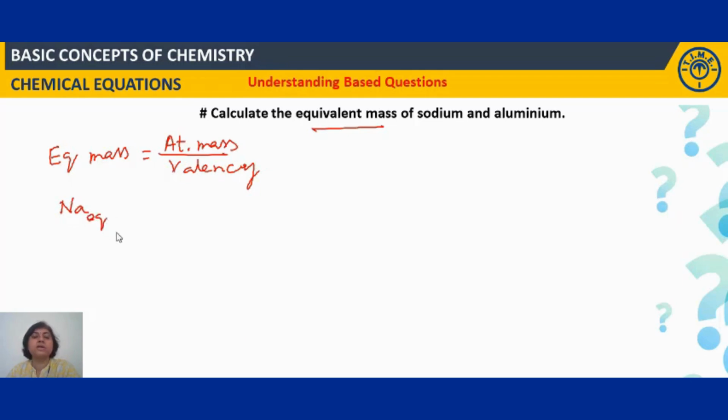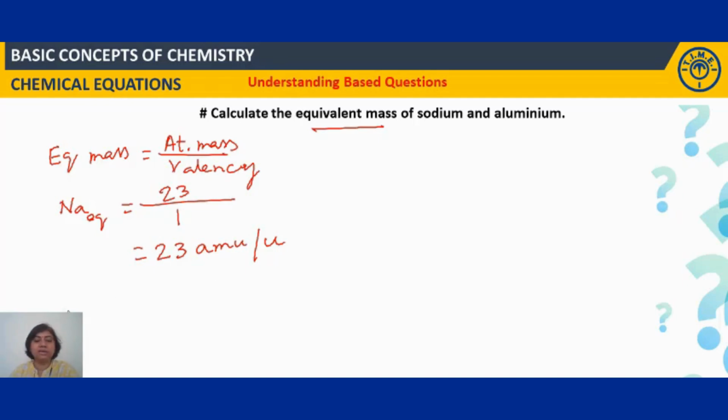Sodium EQ, that means equivalent mass, is equal to, what is the atomic mass of sodium? Atomic mass of sodium is 23 AMU divided by valency. What is the valency of sodium? You must know. Many a times you have worked out on sodium ions. So its valency is 1. So equivalent mass is 23 AMU or U. Fine. If I say gram equivalent mass, then you have to write gram.